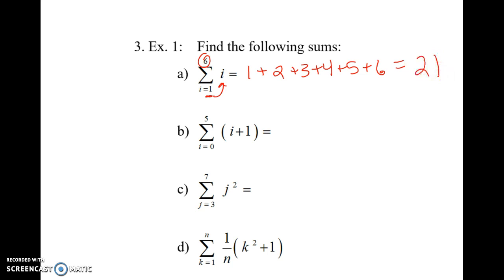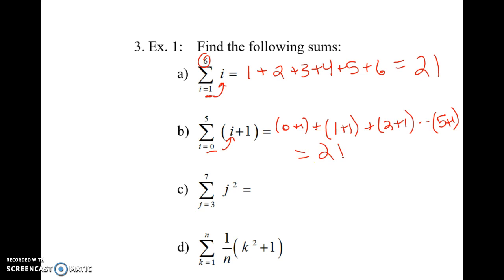Let's try B. Start with 0. Plug 0 in for I. So 0 plus 1. Then we're going to add that to the next term. 1 plus 1. Add it to the next term. 2 plus 1. And continue this until the upper bound, 5 plus 1. Sum those terms, and again, our total is going to be 21.